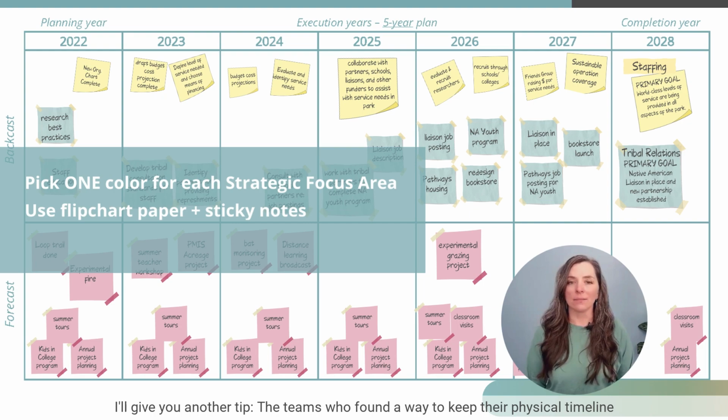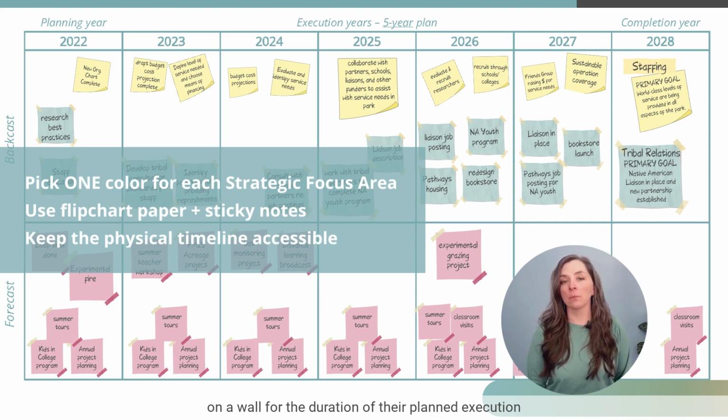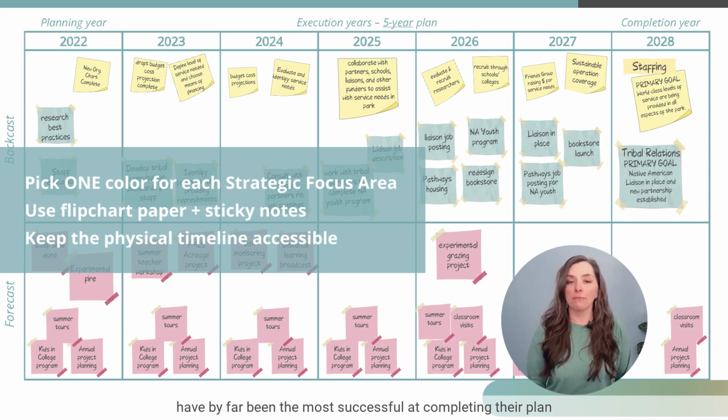I'll give you another tip. The teams who found a way to keep their physical timeline on a wall for the duration of their plan execution have by far been the most successful at completing their plan as they sketched it out and realizing their vision fully. I know a team that left this work up in their conference room, and whenever they had plan execution meetings, they sat in front of their planning wall and discussed their work and even moved sticky notes around as needed to balance their workload.